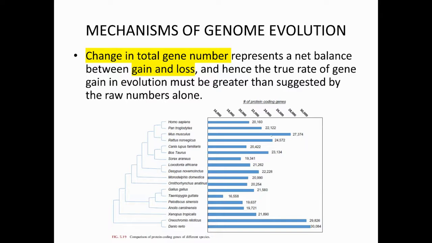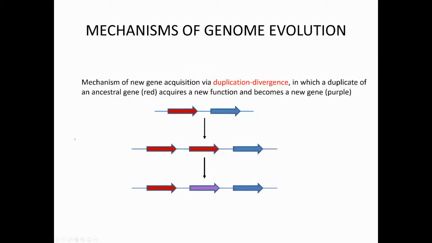And therefore, the true rate of gene gain in evolution must be greater than suggested by the raw number alone. And then during this evolution process, one of the most important mechanisms to contribute to new genes is gene duplication. All right, gene duplication.